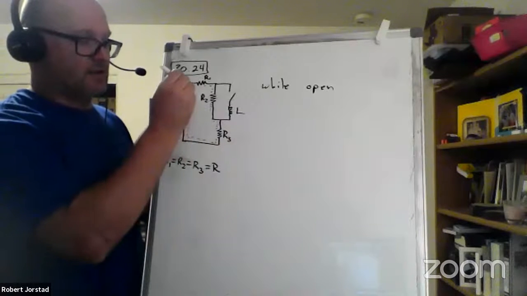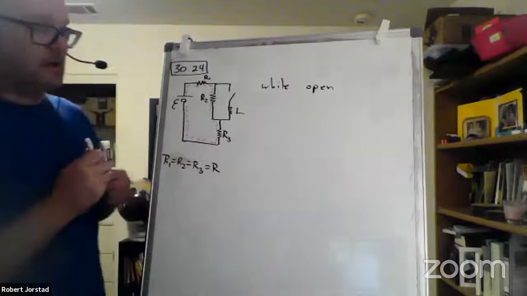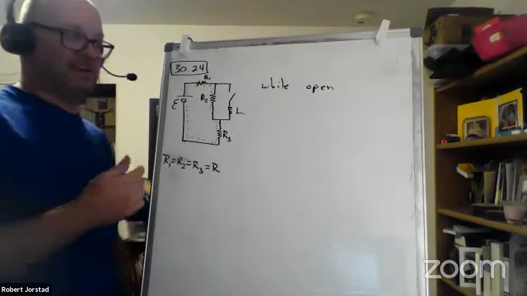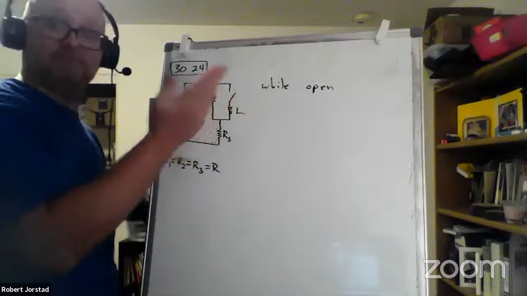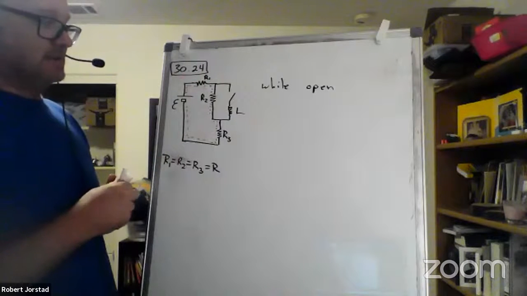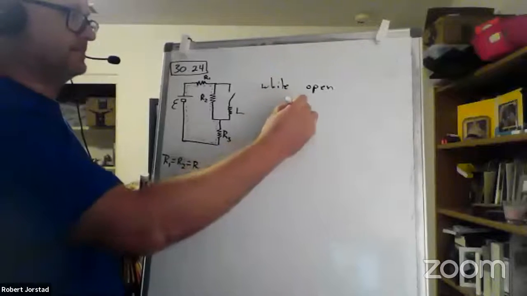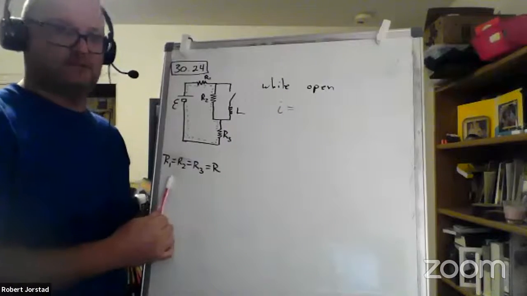So there's still going to be current flow. So it's a trick, right? Just because the switch is open doesn't mean there's no current. In this case, the switch is only for the inductor. So in this case, what's the current? They all have the same resistance.